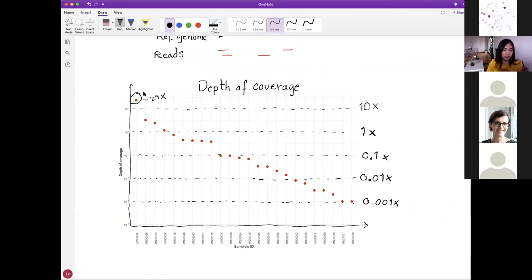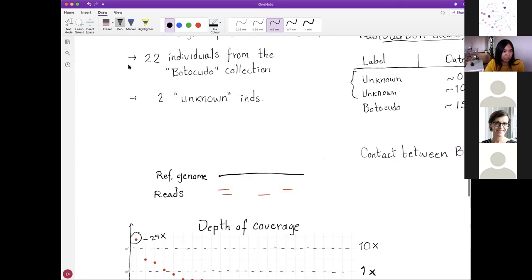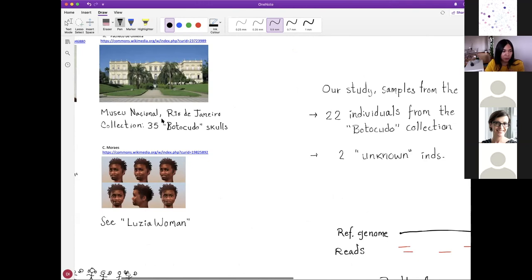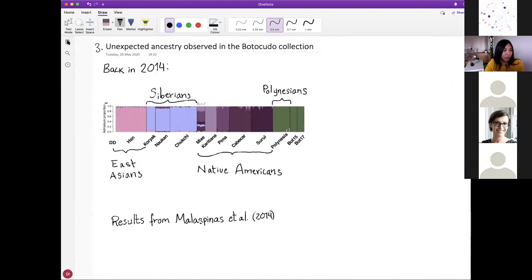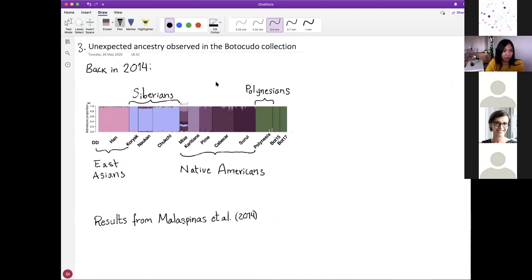Before I jump into the results of comparing the DNA of these individuals to other groups, I want to let you know that in 2014, my supervisor already analyzed two individuals of the collection that I'm not including here. We expected them to be Native Americans. What she and her colleagues found is that these individuals were actually Polynesians.